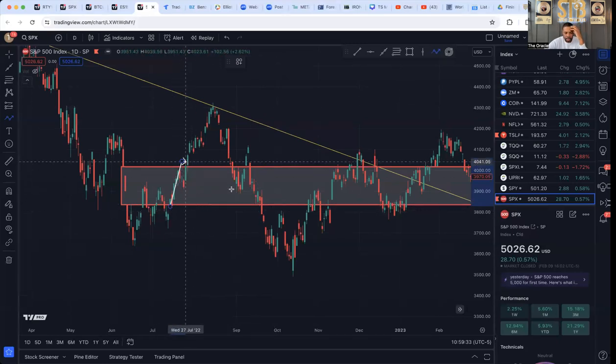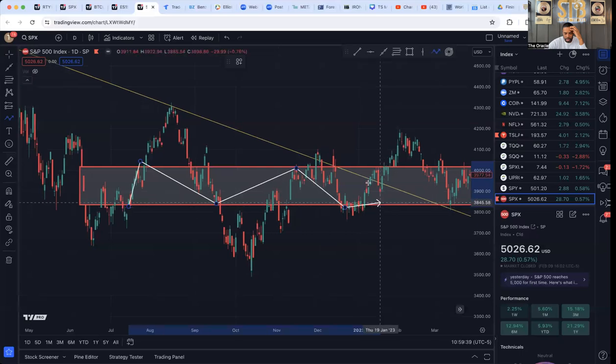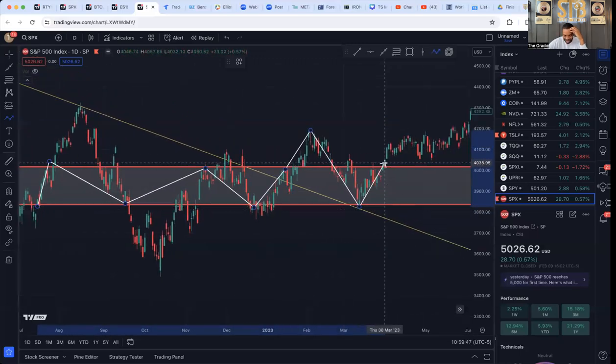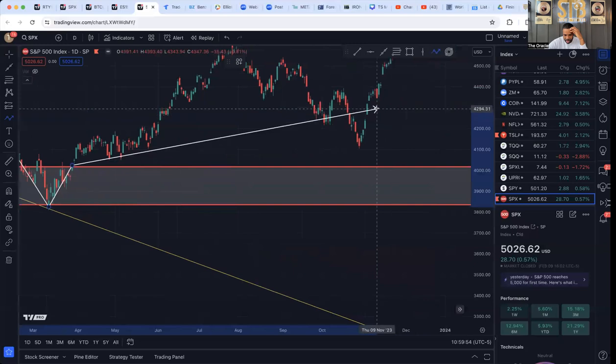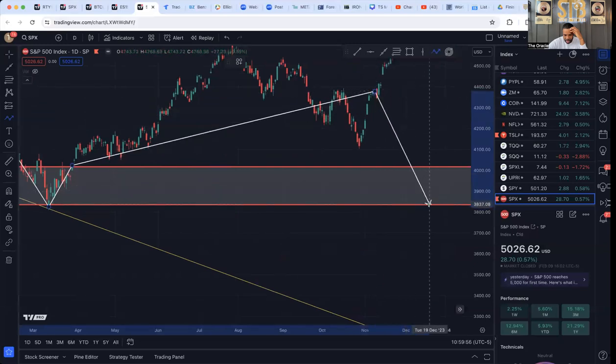So close the gap, retrace the gap, close the gap, retrace the gap, close the gap. It takes a little minute, because it goes up and down and then retraces the gap. Close the gap right in here. Took a little minute. And like I said, I do think eventually we'll be back down here to retrace that gap.